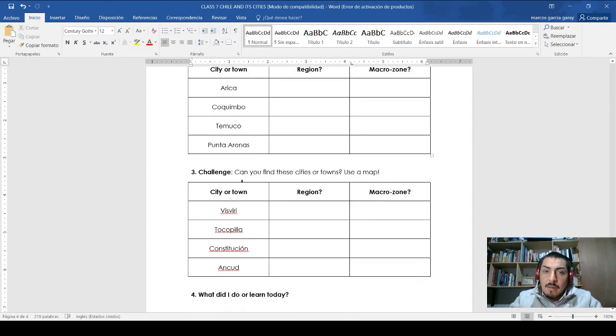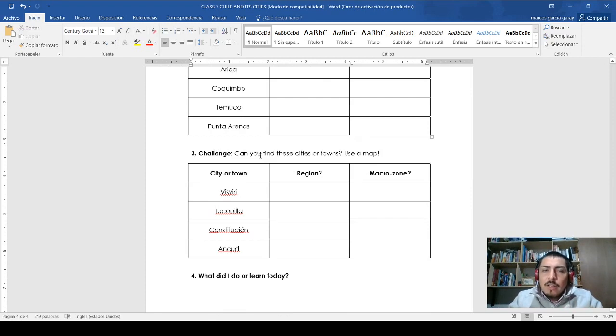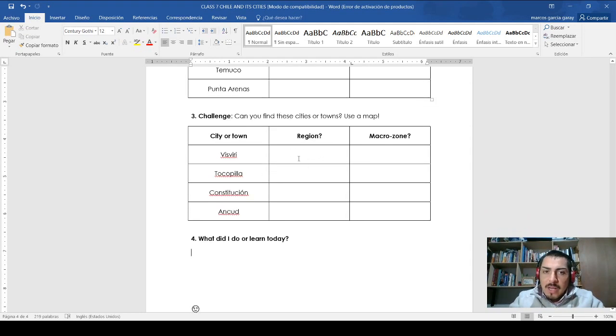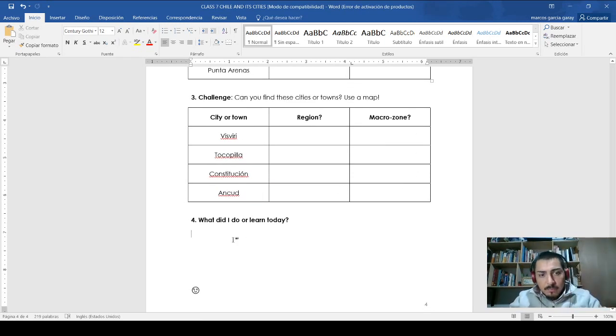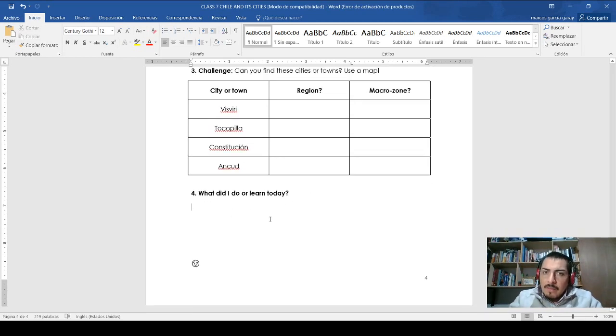And number three, this is my challenge. Can you find these cities or towns or pueblos? Use a map. So you are going to use a map to locate Visviri, Tocopilla, Constitución, and Ancud. Okay? So you are going to write down the region and also the macrozone. And finally, number four, what did I do or learn today? Okay? Va a escribir ahí lo que hizo o aprendió o no le quedó tan claro también acá.